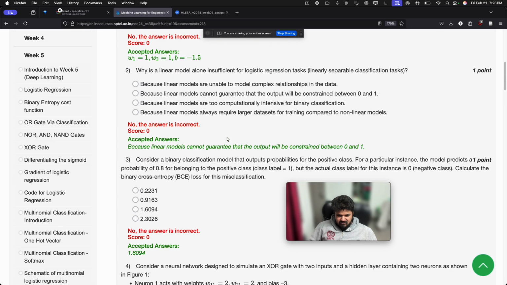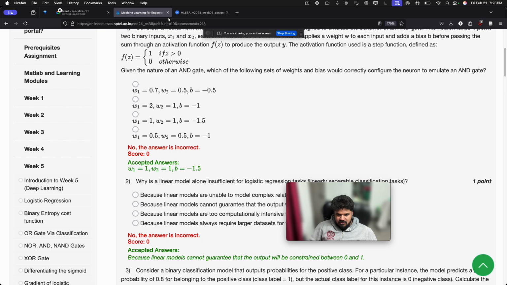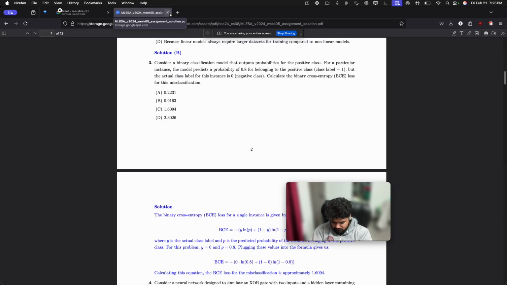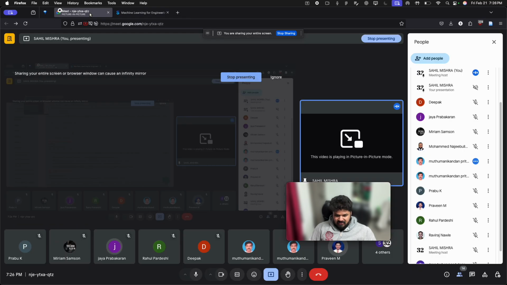The rest of the questions are very basic, computation heavy questions. Okay, so do you guys have any other doubts in week 5 or week 4 or whatever doubts you might have? Do you want me to write some code to solve that?